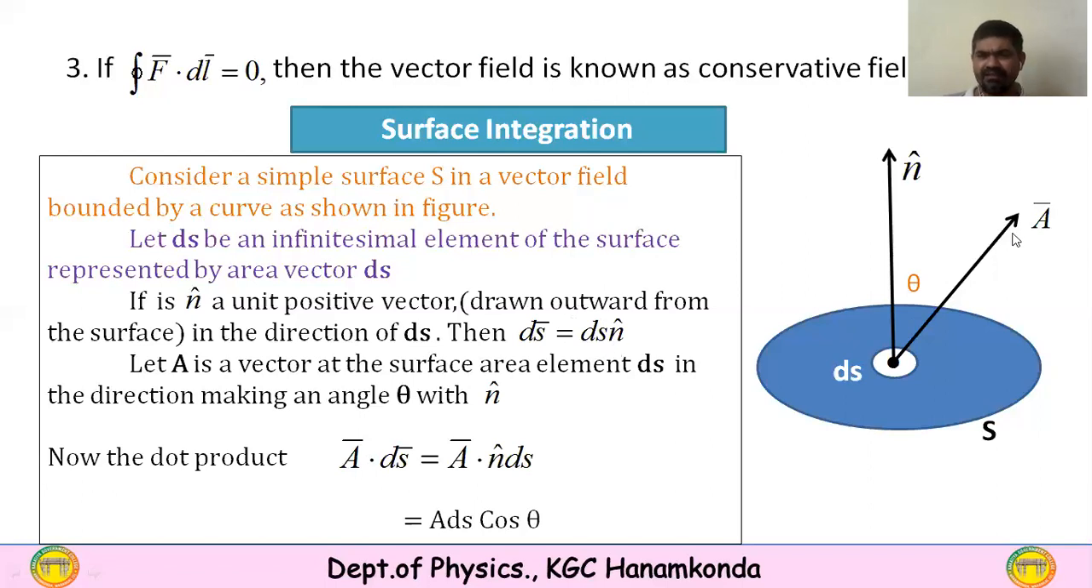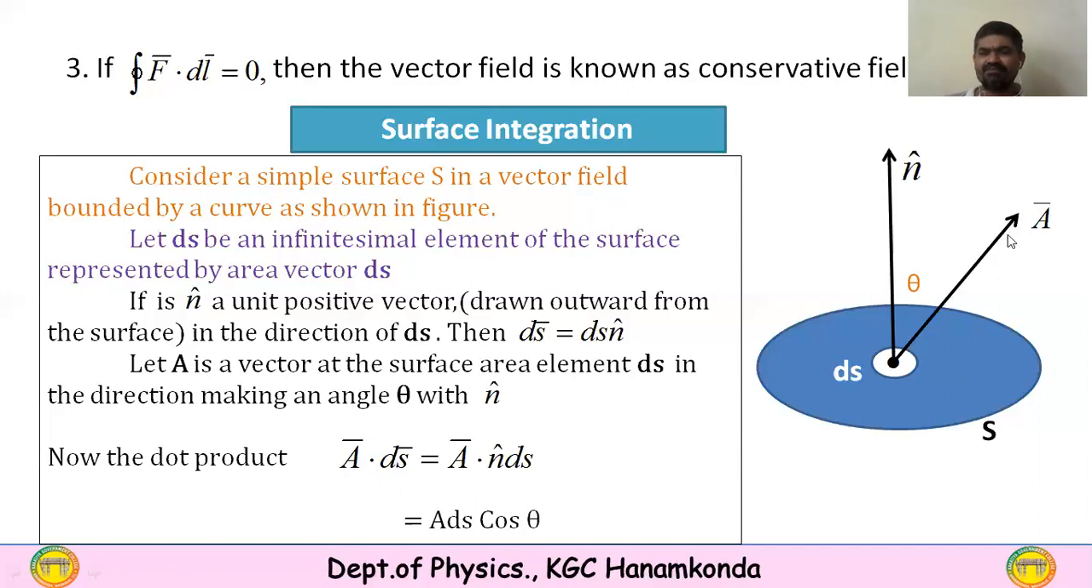The projection of a bar onto this area vector is calculated by using the dot product, as we have already discussed in line integral. So the vector's projection on this normal direction is written as a bar dot ds bar, because ds bar is the area vector and a bar is the field vector.